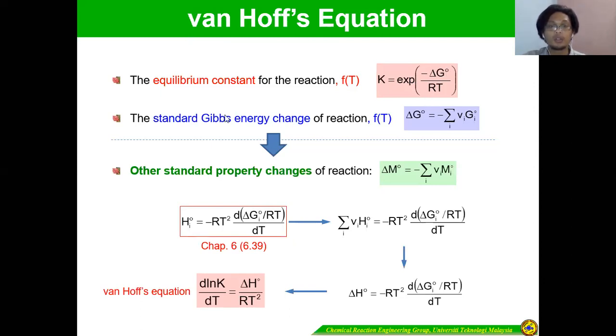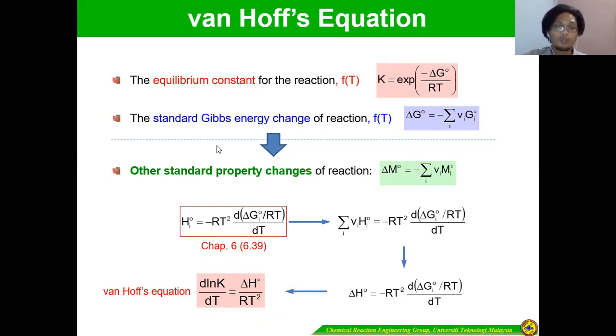Okay, and standard Gibbs energy change, delta G naught. So based on the standard properties, we can rearrange all this equation to become the Van't Hoff equation. This is what we call the Van't Hoff equation: d ln K divided by dT equals delta H naught divided by R T squared.